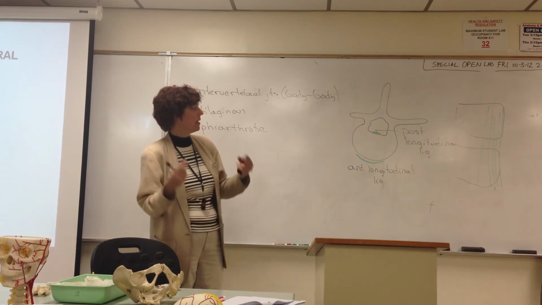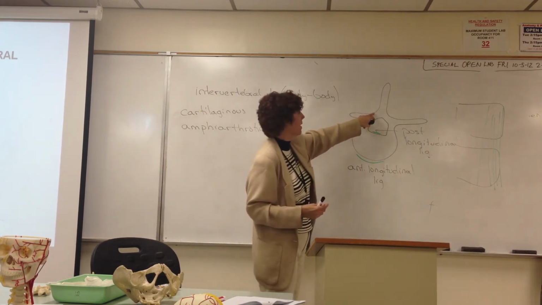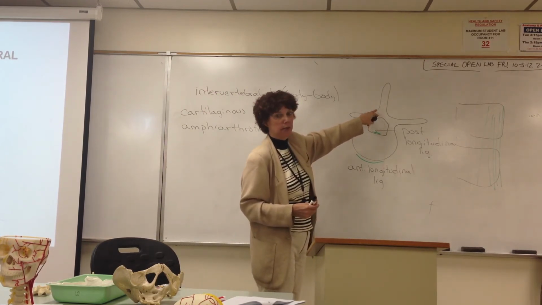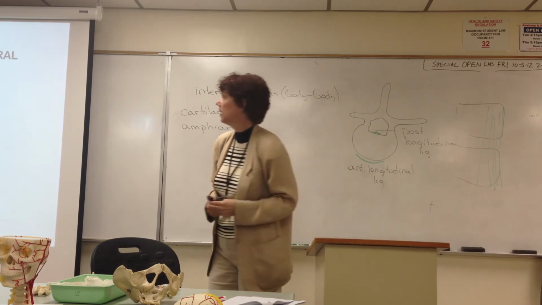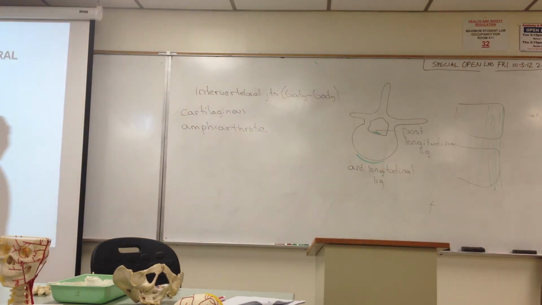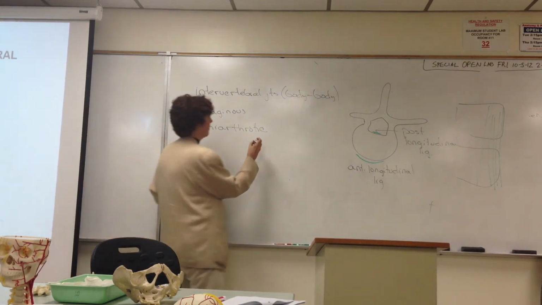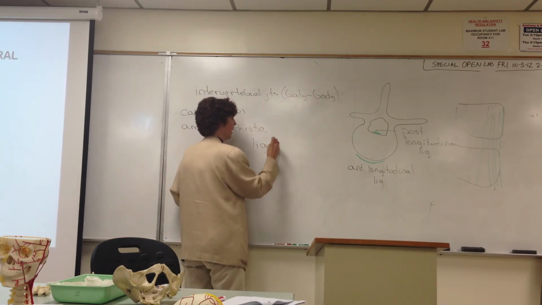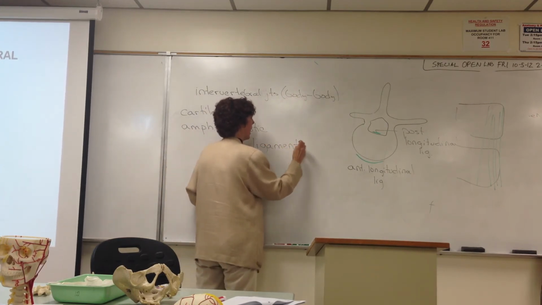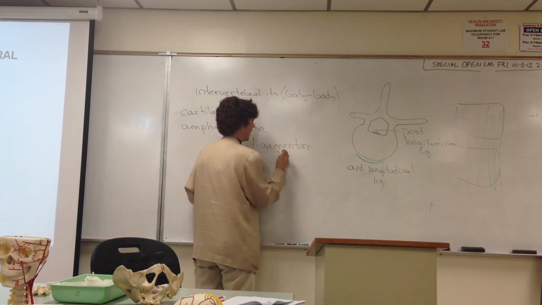The other 2 ligaments are found between the lamina. So lamina to lamina. It's a little harder to see, but here's the pedicle, here's the lamina. So lamina to lamina is ligamentum flavum, or flavum. I'll just write that one up here. This is an aside, you don't have to write it down.